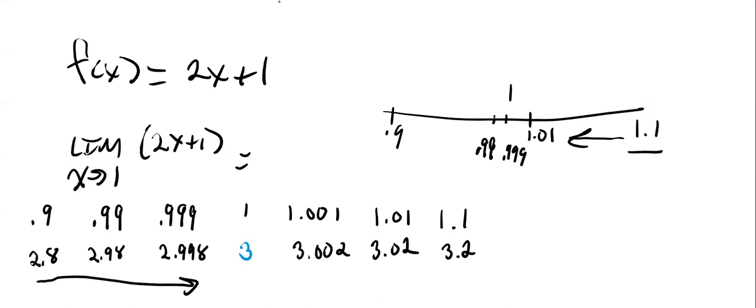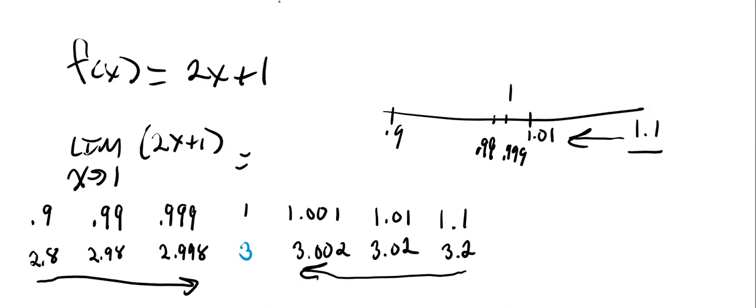Okay, so now from the right, what's happening here? As we're moving closer and closer, it looks like we have 3.2, 3.02, 3.002. It looks like it's getting closer and closer to 3. And if we put in even closer values, like 1.0000001, it would get closer and closer to 3, 3 and just some small amount. So it looks like 3. It's approaching 3 from the right also.